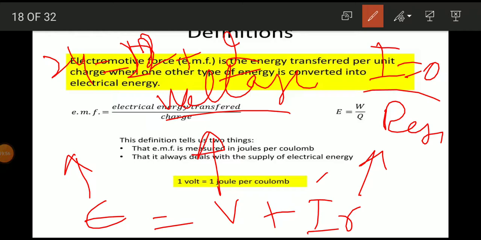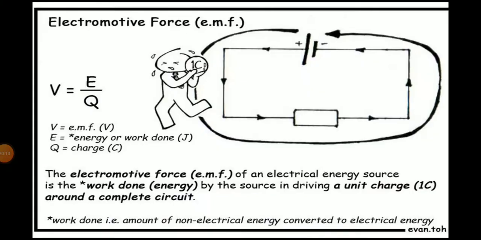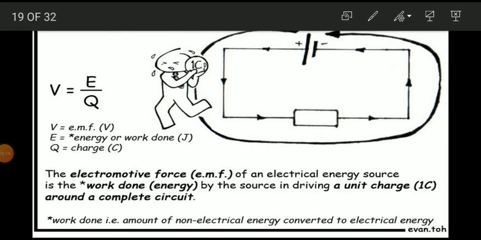If current is 0, potential difference will be 0, but EMF will not be 0. EMF is the cause, and potential difference is the effect. Now, electromotive force: V is equal to energy per unit charge. This is a different type of relation, and it is used under different circumstances. In some situations, EMF is equal to potential difference.